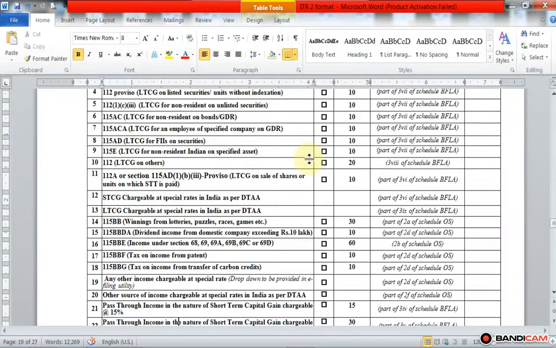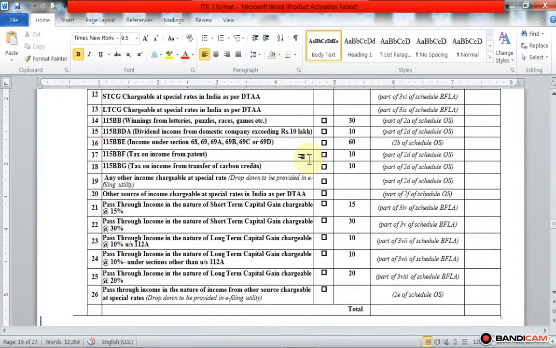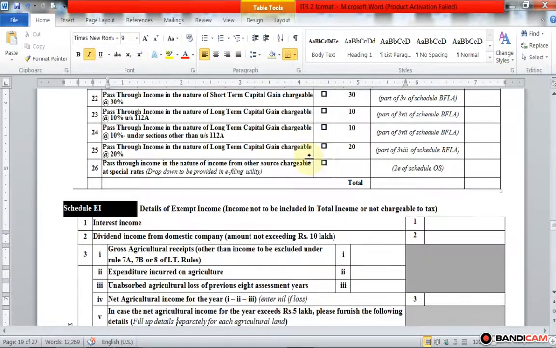Okay, you read this column, then make the total.